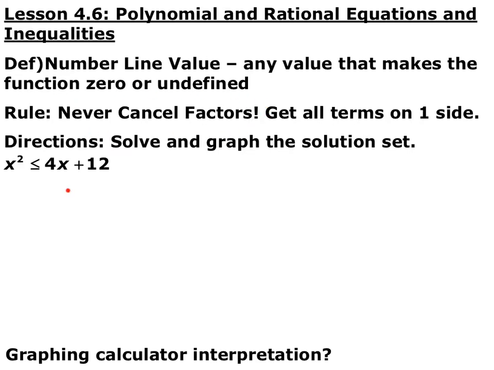We've done this one before, so I'm not going to redo it, but remember we move everything over to one side, so one side is equal to 0. And then we factor completely and make a number line. Put anything that makes this 0 or undefined on the number line.